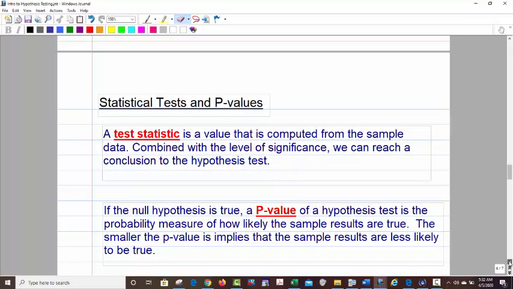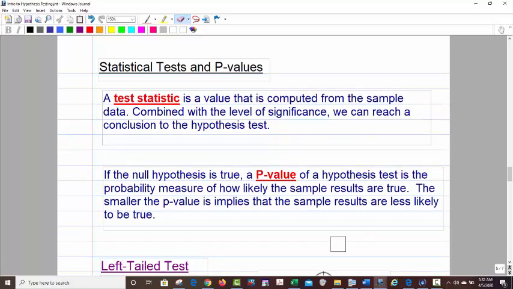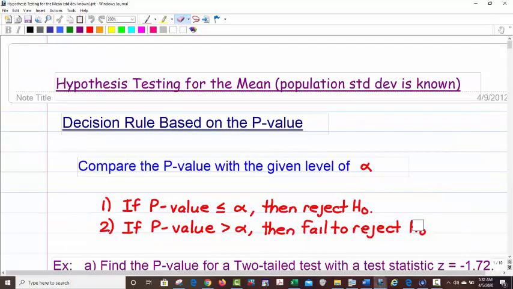You see the p-value is the probability, if the null hypothesis is true, of how likely the sample results are true, meaning true in the sense of predicting the population value. And the smaller the p-value, the less likely that is to be true. So now we're going to use the results from the p-value and compare it with something else that was learned in that video called the level of significance. That's a value that's given to us. It's also the probability of making a type 1 error.